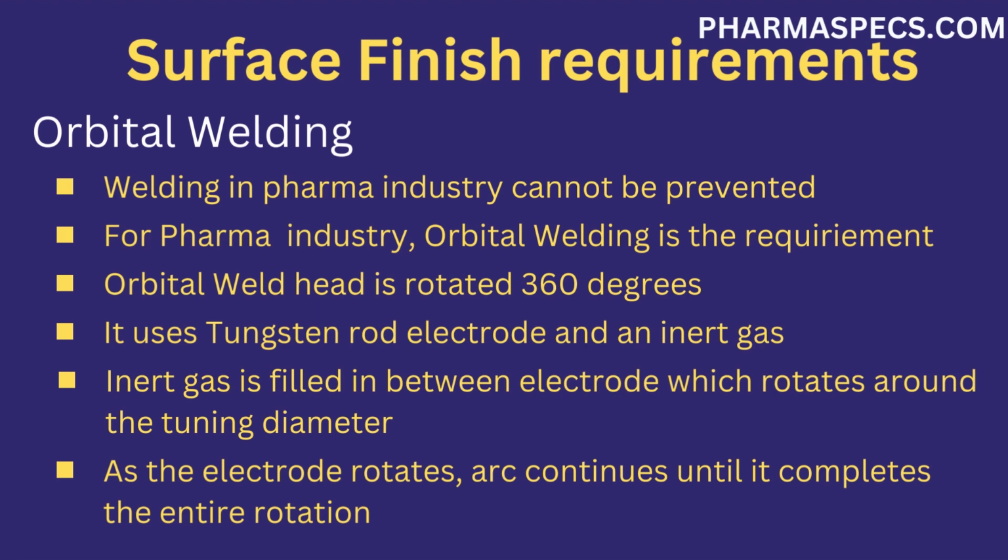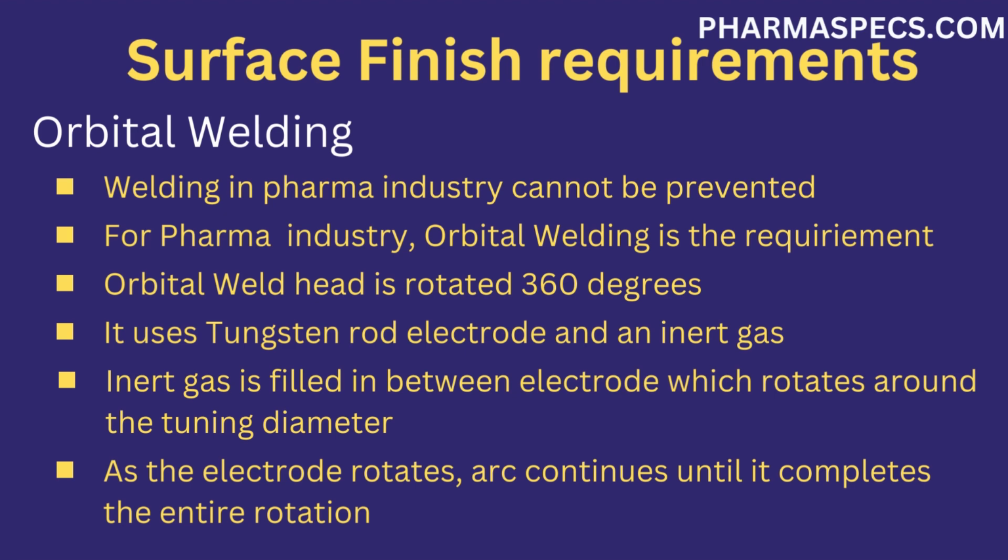Another requirement for the pharmaceutical industry is orbital welding. Like in other industries, welding is a common method of making a joint between two metallic materials. However, for the pharma industry, it is recommended that welding must be orbital. In orbital welding, the weld head rotates 360 degrees at uniform speed. Rotating the weld head instead of the object helps in smooth welding without any gap, deviation, or dead point, which are greatly required for pharmaceutical equipment.